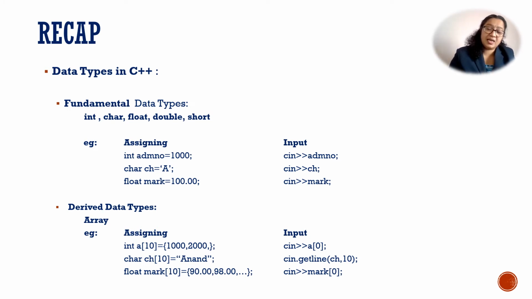Then same style, cin mark of 0. Mark of 0 means the first student's mark will be assigned to the 0th cell. So in mark 1, 2, 3 like that we want to specify the index number.